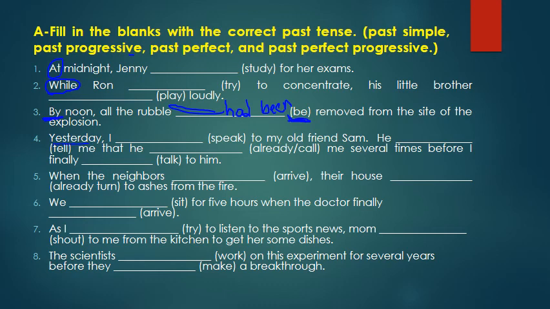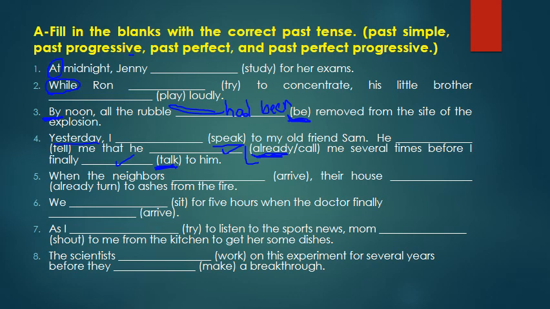Yesterday, the moment you see this, is the past simple. The action happened at a specific time in the past and ended. Yesterday, I spoke to my old friend Sam. He told me that he, you see an already, perfect tense, that he had already called me several times before I finally talked to him. Two actions in the past. He had called me several times, which occurred before I finally talked to him. Past perfect here and past simple, the action that happened later.